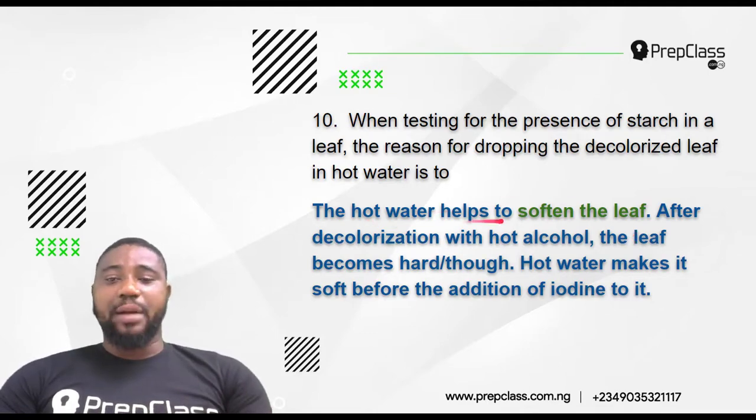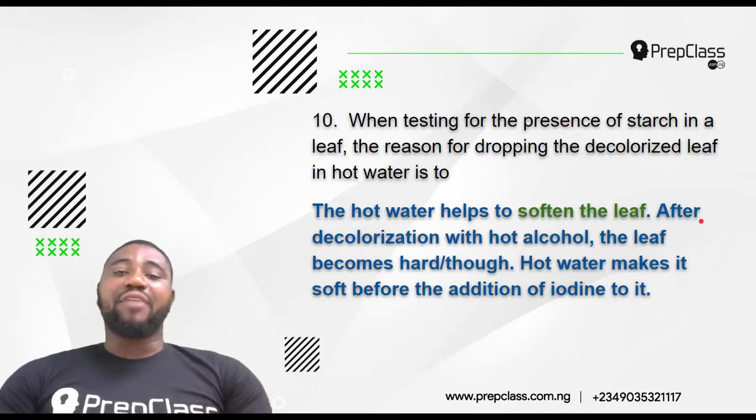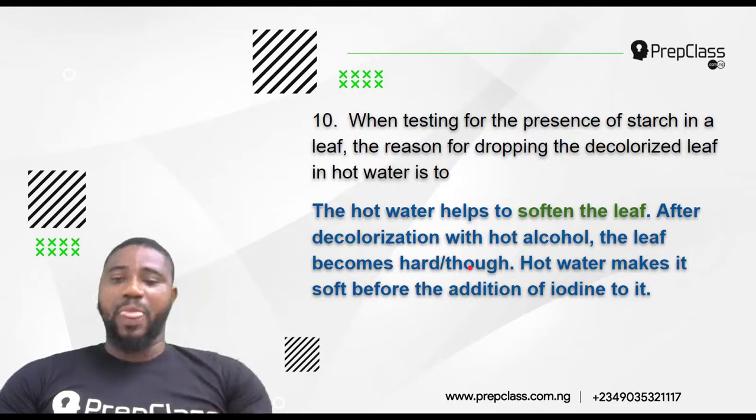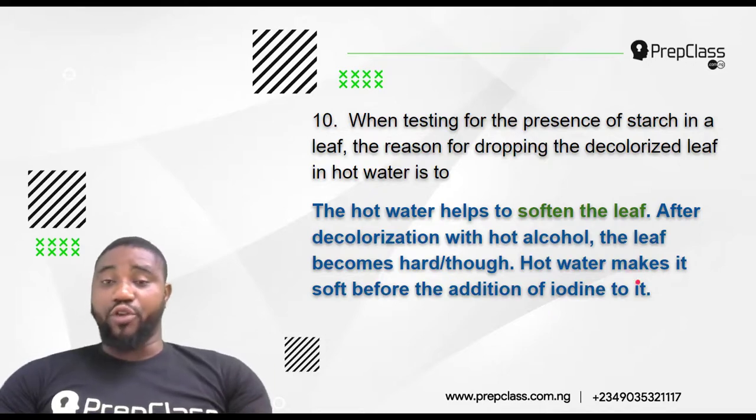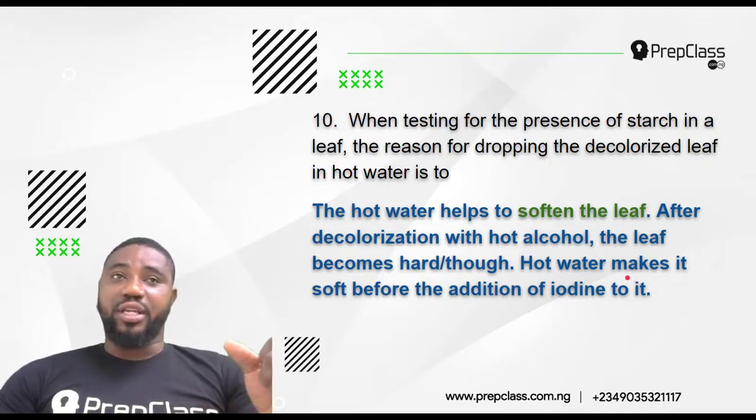After the leaf has been decolorized, that hot water now helps to make the leaf become soft. So I said that the hot water helps to soften the leaf after decolorization with hot alcohol. Now after decolorization with hot alcohol, the leaf becomes hard or tough, just as I explained. Now the hot water makes it soft before addition of iodine to it. So once the leaf has been in that hot alcohol that removes all the green color or the chlorophyll, making it very strong and tough, you now drop it inside hot water to soften it.